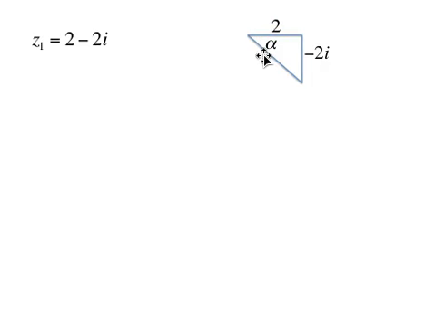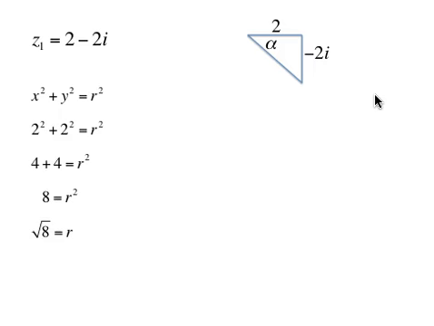So let's find r, which is the absolute value of this complex number. x squared plus y squared is r squared. x is 2, y is negative 2, but its length is 2, so 2 squared plus 2 squared is r squared. 4 plus 4 is r squared, 8 is r squared, so the square root of 8 is r. That is the absolute value of this complex number. To simplify that, root 8 is root 4 times root 2, or 2 root 2. So again, the absolute value of the complex number is 2 root 2.